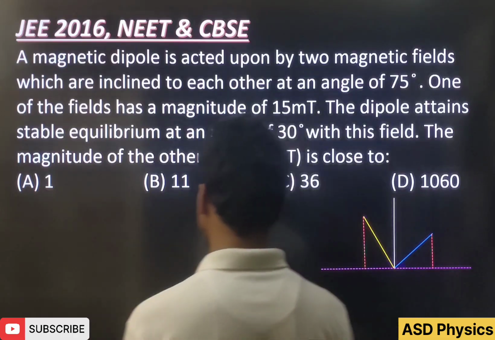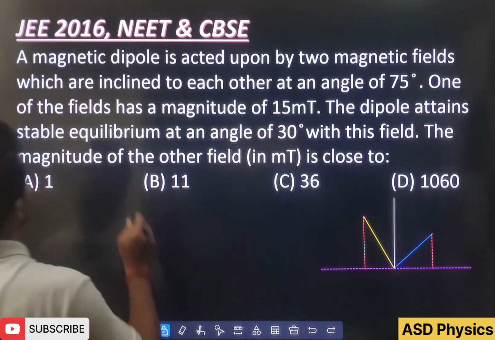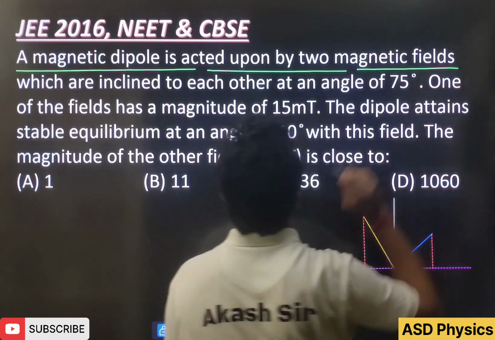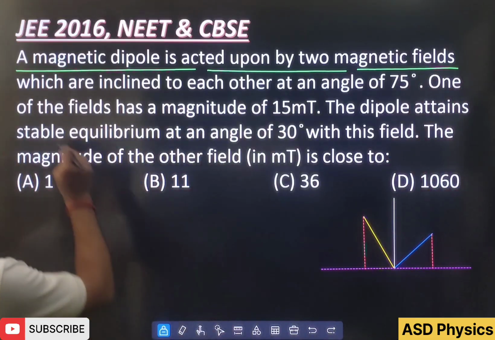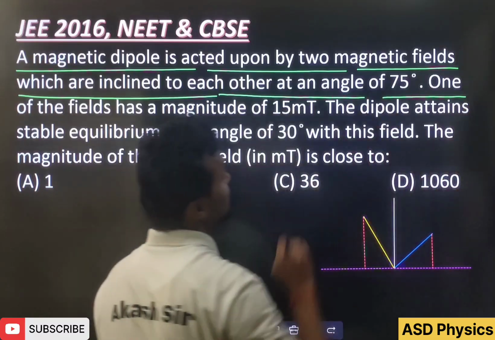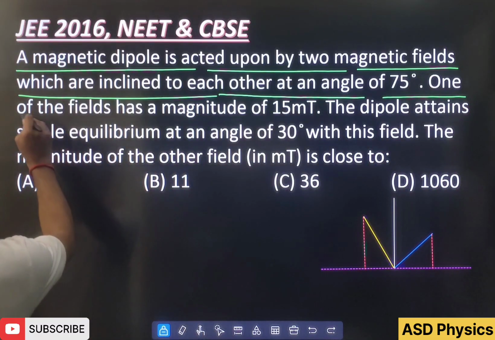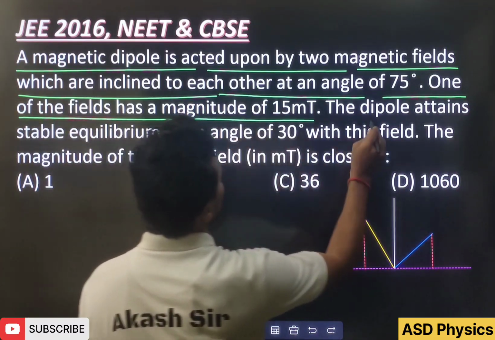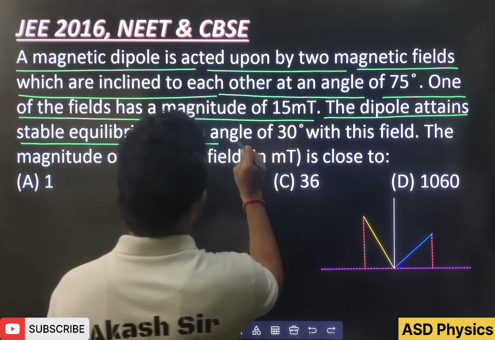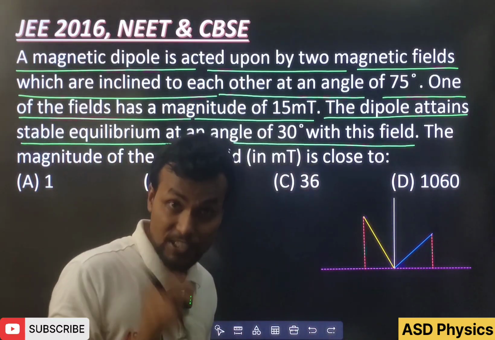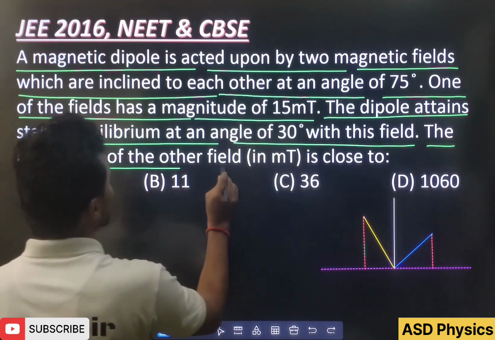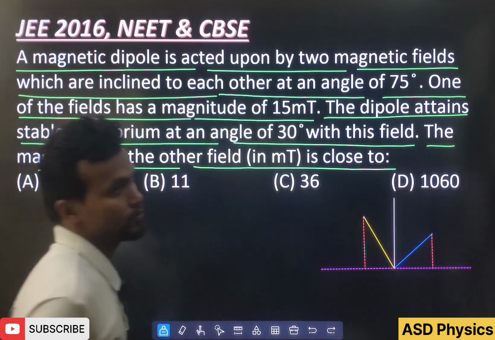Great. Now students, let's see the question. A magnetic dipole is acted upon by two magnetic fields which are inclined to each other at an angle of 75 degree. One of the fields has a magnitude of 15 millitesla. The dipole attains stable equilibrium at an angle of 30 degree with this field, 15 millitesla. The magnitude of the other field is close to be how much here?